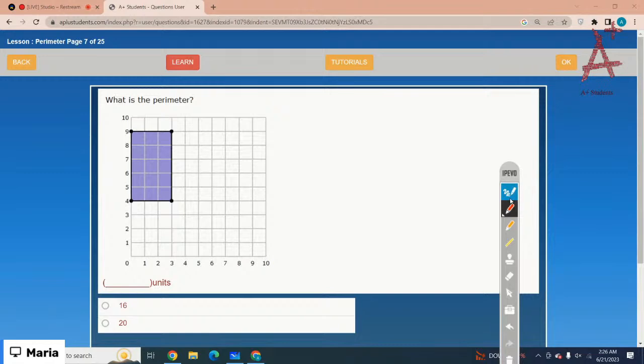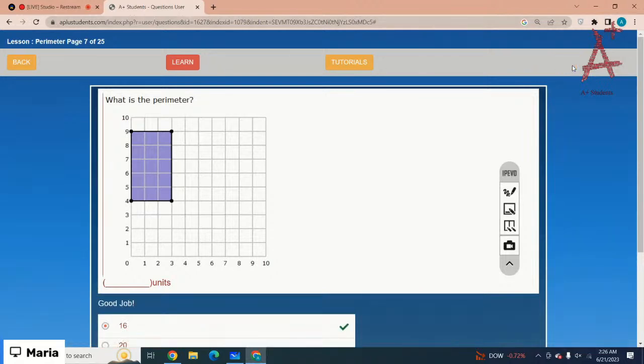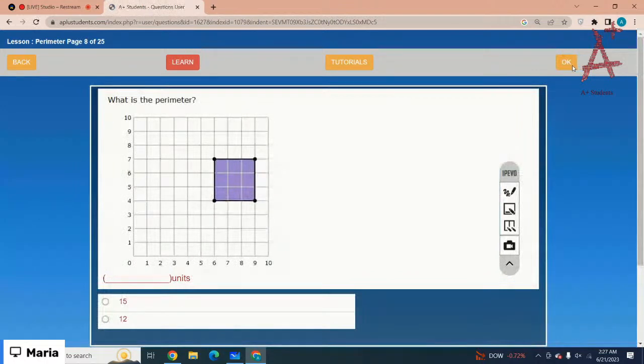Okay, the next one is what is the perimeter? So the side lengths are 3, 3 and 5 and 5. So the perimeter is, yes, that would be 16. Okay, you can complete the test by yourself later today. Let me just move on to the next lesson.